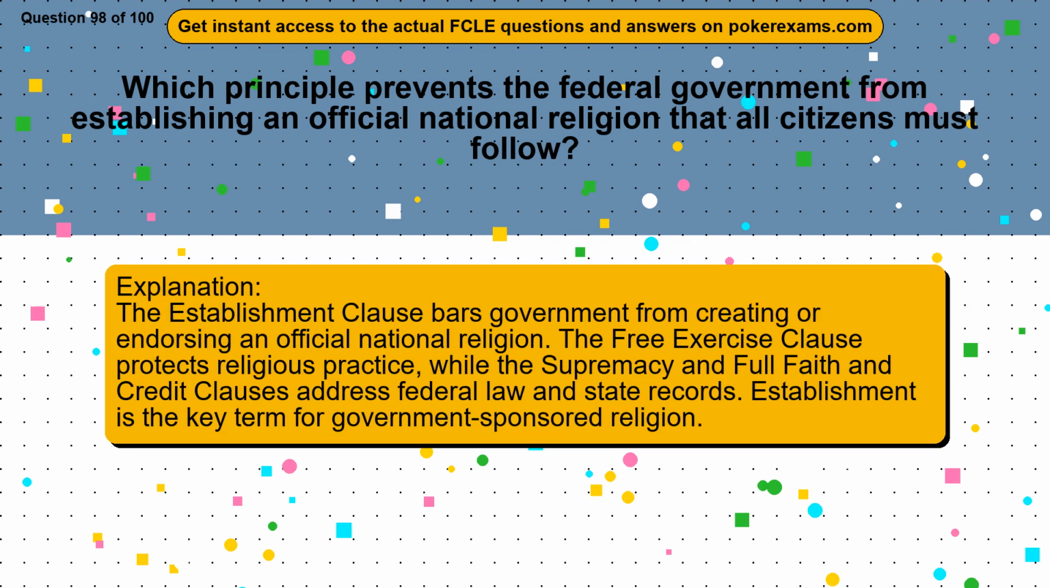The Establishment Clause bars government from creating or endorsing an official national religion. The Free Exercise Clause protects religious practice, while the Supremacy and Full Faith and Credit Clauses address federal law and state records. Establishment is the key term for government-sponsored religion.